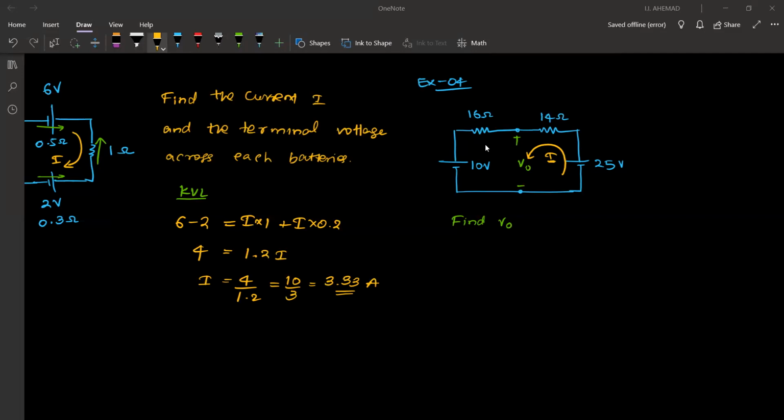Amna, check here. Here, which one is greater, 25 or 10? Between these two batteries, which one is having more power to send current? 25. So 25 will try to send current in anti-clockwise sense, and the 10 volt will try to send current in the clockwise sense. Which one is more powerful? 25. So eventually that will win. So the current will be flowing in the clockwise sense. Amna, did you get it? So now can you find current I?